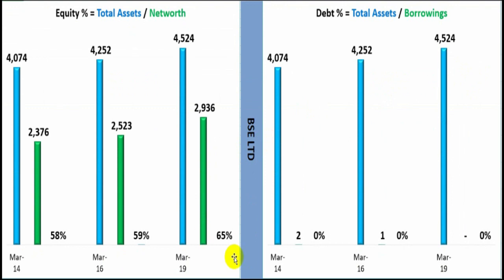The company's equity is contributing around 65% of the total balance sheet size of 4,524 crores. Whereas the debt is zero, as we saw earlier. So the balance of around 35% is other liabilities. And if we look at it percentage wise, it has been steadily increasing from 14 to 16 to 19. Gradually, the overall net worth has been steadily going upwards.